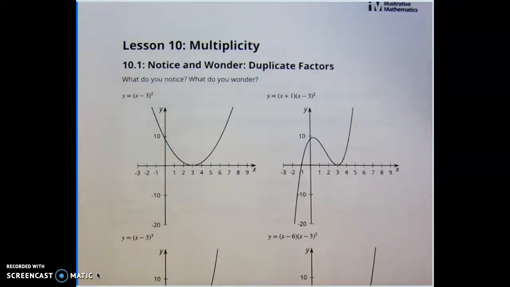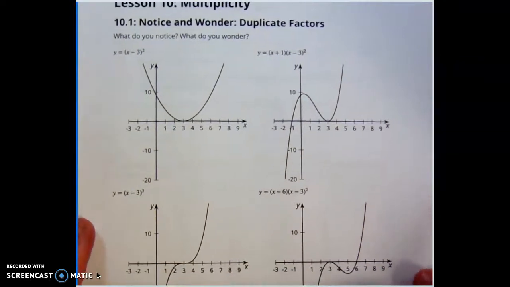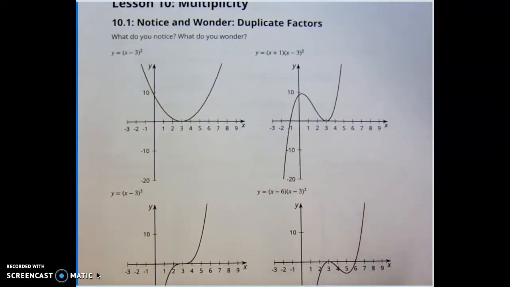All right, today we're going to work on Unit 2, Lesson 10. We're talking about multiplicity. And remember, we're working on graphing polynomial functions. Now, our first activity is a notice and wonder, and I just want you to take a minute and pause and think about what we already know.